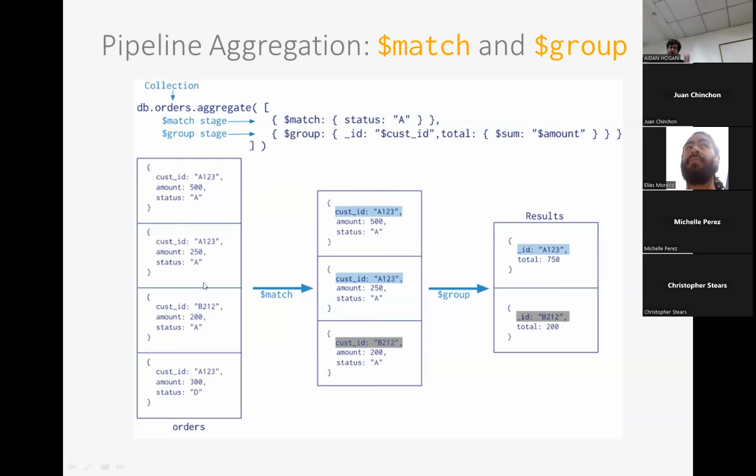So here's our input collection called orders. We first apply the match, and we only keep those documents that have status A. And then afterwards, we group by the customer ID. Here we see there are two documents with this ID, and we apply the sum on the amount, which will be 750, and we store that as total. In this other case, there's only one element in the group, so the total will be equal to the amount, which is 200. So in this way, we can put together a pipeline of operators that will transform one or more collections into a new collection.